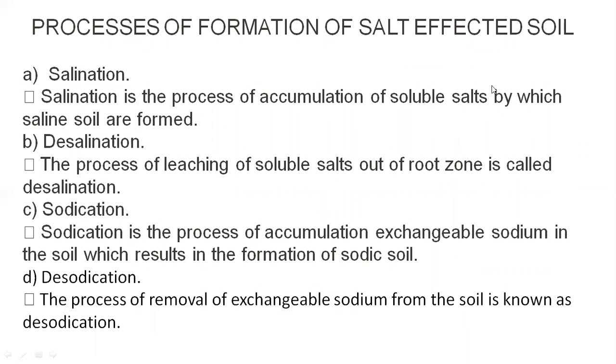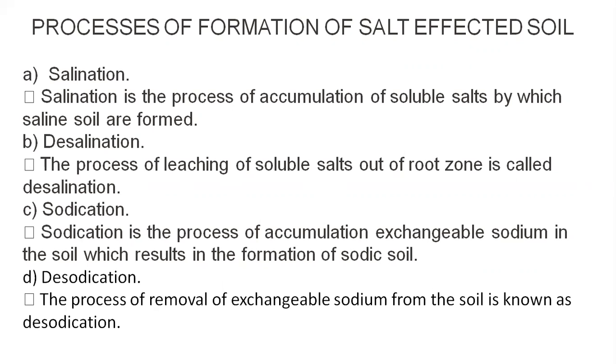Processes of formation of salt affected soil. Salinization is the process of accumulation of soluble salts by which saline soils are formed. Desalinization: what is desalinization? It is the process of leaching of soluble salts out of the root zone. Sodication is the process of accumulation of exchangeable sodium in the soil which results in the formation of sodic soil.